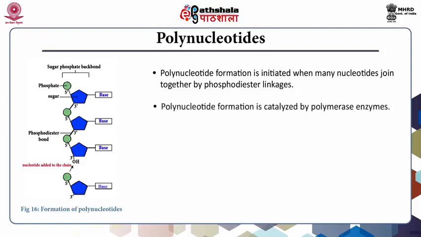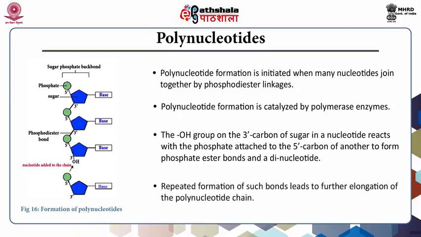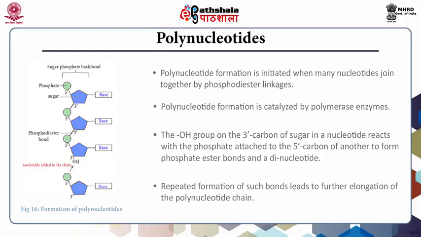The formation of polynucleotide is catalyzed by polymerase enzyme, the DNA polymerase in case of DNA or RNA polymerase in case of RNA. The OH group on the third carbon of sugar in one nucleotide reacts with phosphate attached to 5' carbon of another to form phosphate ester bond and a dinucleotide. Repeated formation of such bonds leads to further elongation of the polynucleotide chain, which can be seen in the figure.